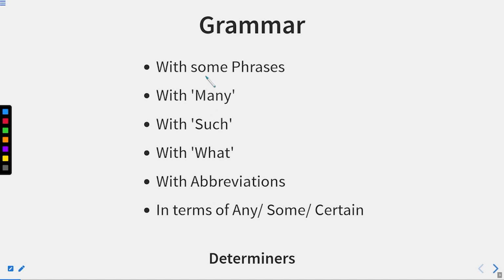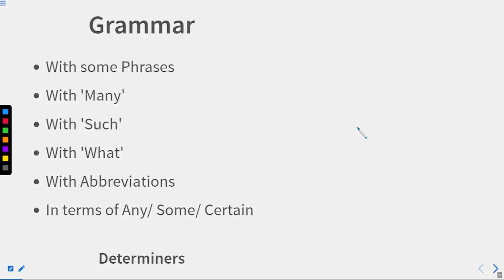Now, then we have some phrases. Then we have indefinite article with many, then with such, then with what, with abbreviations. Abbreviations mean short forms and full forms. Then we have in terms of any, some, and certain. So we use indefinite article in any of these terms as well. So in this session, we are going to read all of them. So let's begin the session.